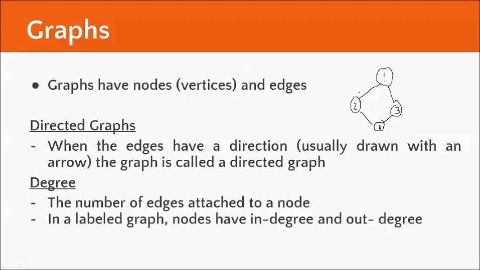So for example, okay, the edge has a direction now. So that is an arrow. So now this is called the directed graph because the edge has some direction. Okay? So next is the degree, the number of edges attached to a node. In a labeled graph, nodes have in degree and out degree. So when you say degree, normally it's the level of the vertices. Okay?